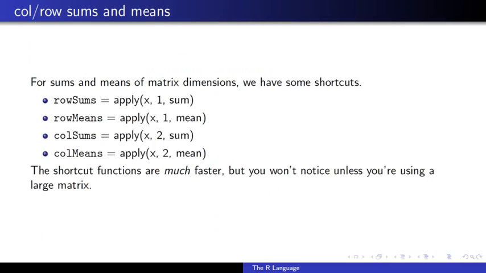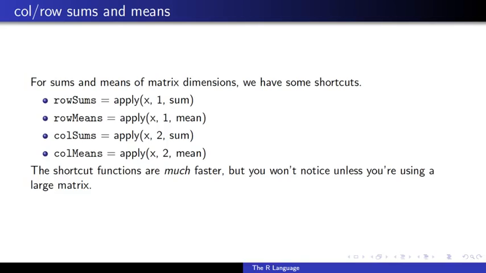Now for simple operations like calculating the sum or the mean of a column or of a row, there are special functions that are highly optimized to do this very quickly. For calculating the row sums and row means, there's the functions rowSums and rowMeans, and similarly there's colSums and colMeans, which do the same things for the columns.